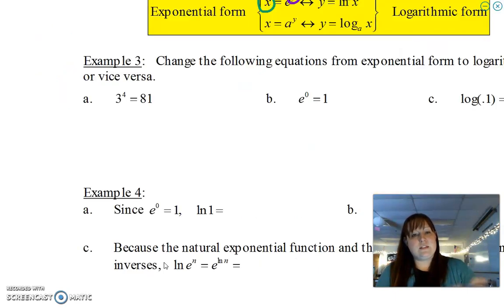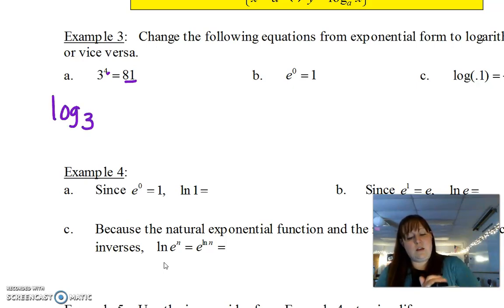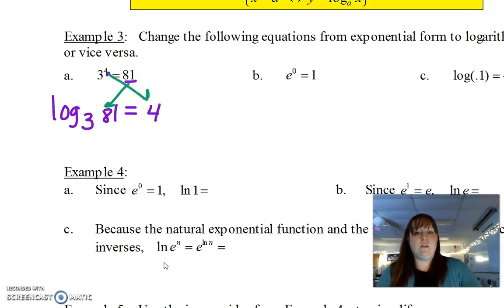So in this case, let's look down here. 3 to the 4th equals 81. Well, 81 is our output, and 4 is our input, right? 4 is what we put into the function, and out spits 81. So our base stays the same, so we still have log base 3. And we take our output, it becomes our input, 81. And our input, which was 4, becomes our output. There we go. That's it.